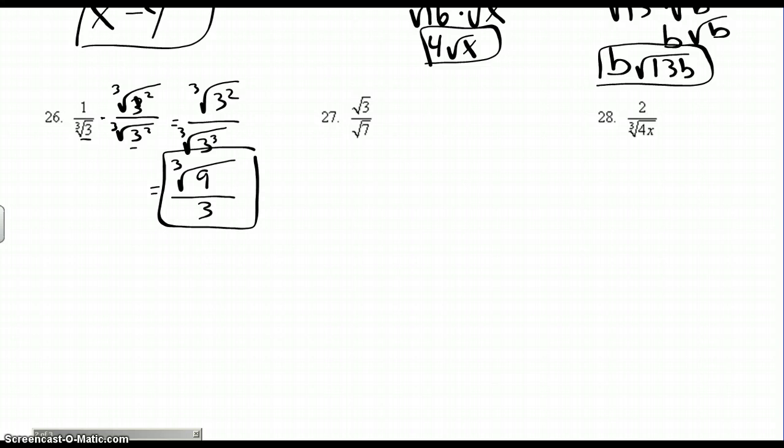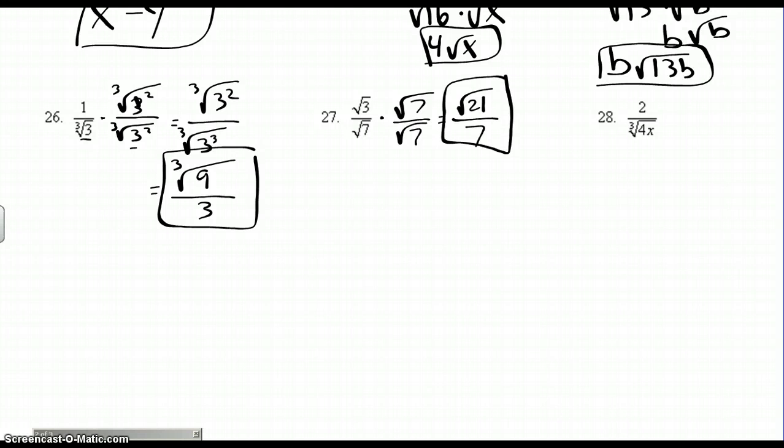For number 27, I have the square root of 3 over the square root of 7. I need to get this radical out of the denominator. So if I already have 1 7, all I need is 2 of them because I'm taking a square root. So I'm going to multiply the numerator and denominator by the square root of 7, which is just a form of 1, which gives me the square root of 21, which is 3 times 7. And then the square root of 7 over the square root of 7 just simplifies to 7.